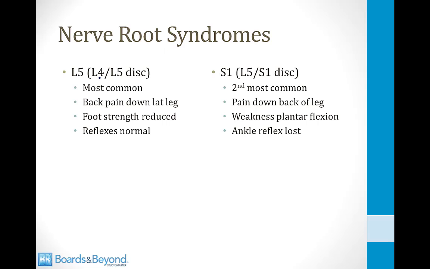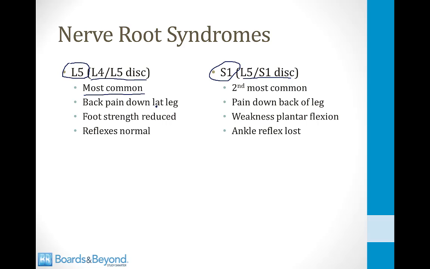So for example, if the intervertebral disc between L4 and L5 herniates, it will compress the L5 spinal nerve root, and this will give a typical syndrome with a constellation of symptoms. If the L5-S1 intervertebral disc herniates, it will compress S1. In other words, the nerve root below the level of the herniated disc is the one that gets damaged.